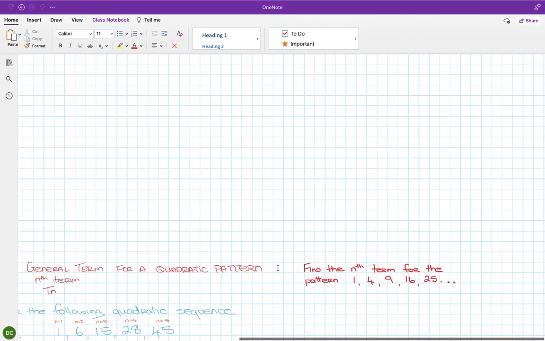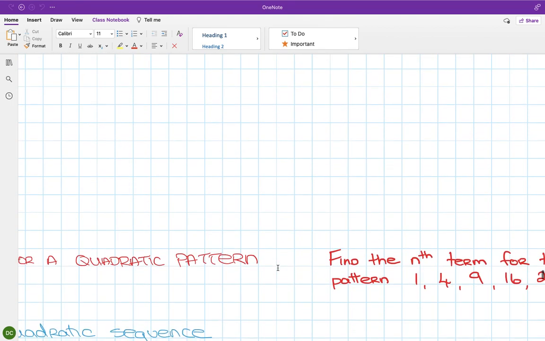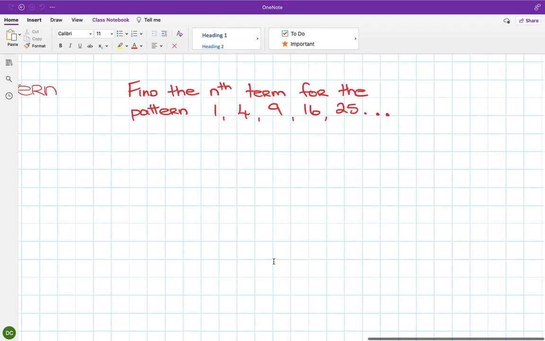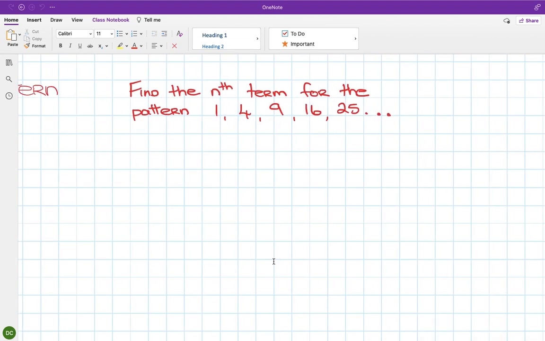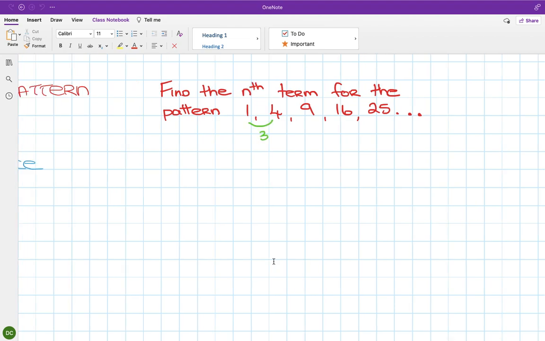Right, here is my pattern. Right, so we start this by getting the second difference. To get the second difference, you have to get the first difference. So 3, 5, 7, 9. So then the second difference, 2, 2, 2.